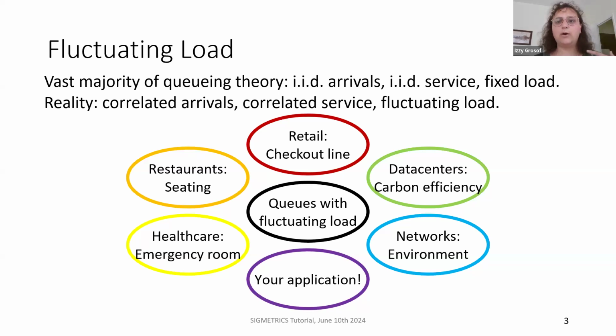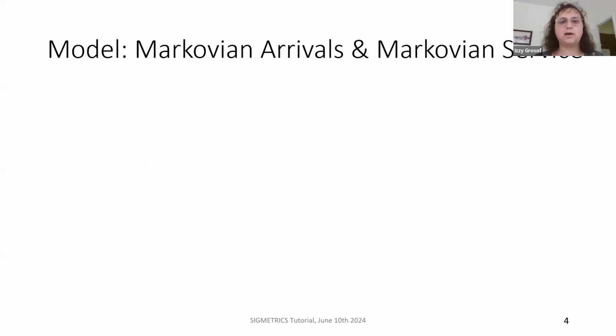So what are we going to do about it? How are we going to analyze these systems? How are we going to make a model that captures what's fundamentally going on here while still being tractable to theoretical analysis? So to do that, what I've been focusing on, and what I'm here to tell you about today, is a model called Markovian arrivals and Markovian service.